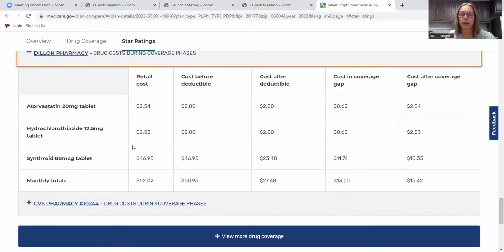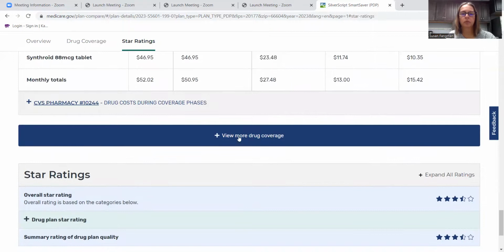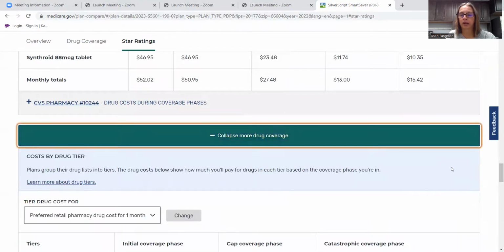This tells us the retail cost of each prescription, what we pay for the prescription before the deductible, and then this is the cost of each prescription after we've met the deductible. So this is why we see the price change in November, December after we meet the deductible. I'm going to click View More Drug Coverage here.